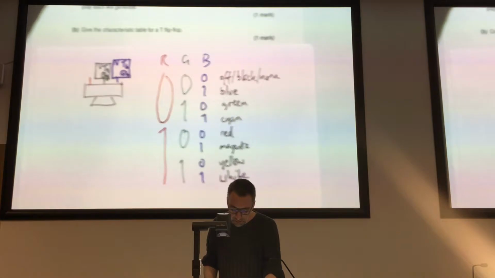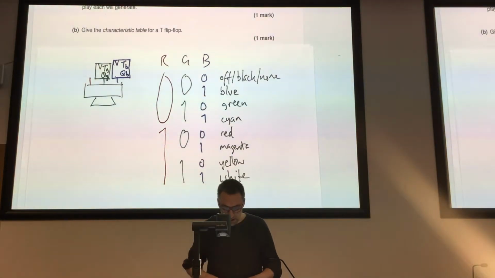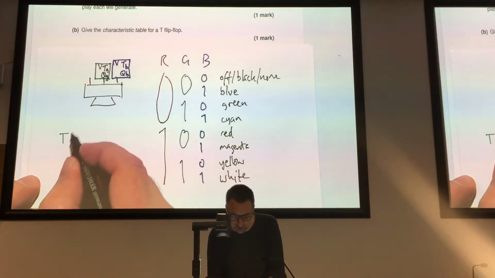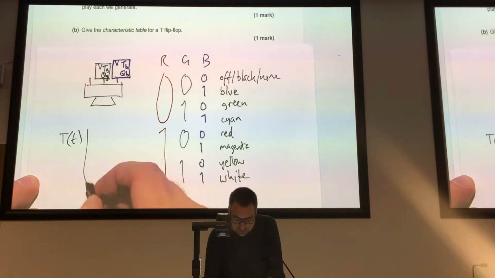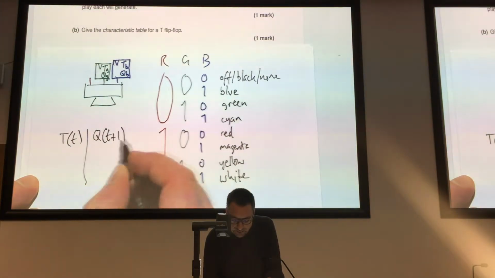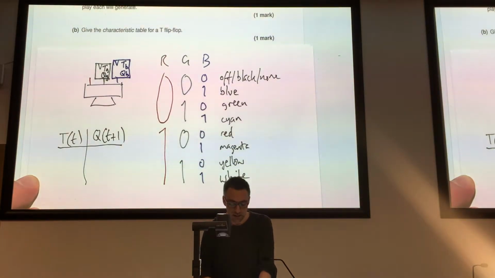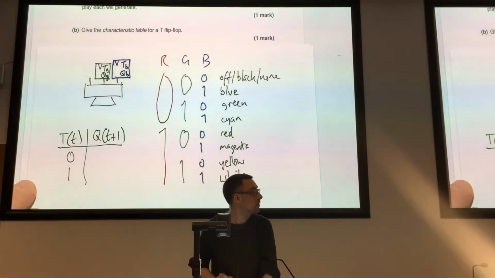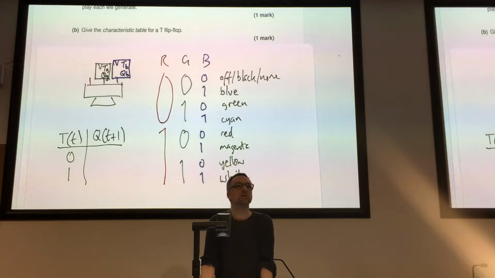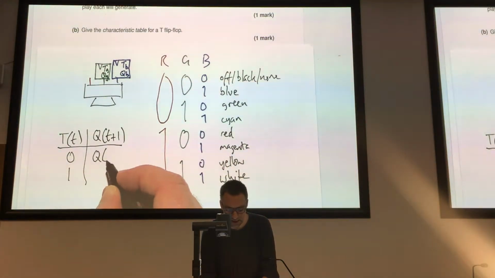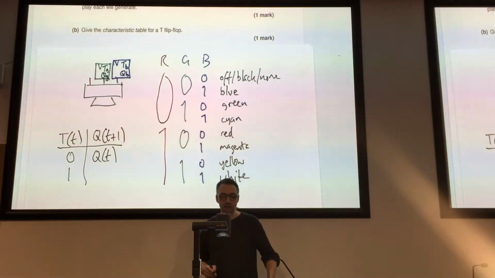Okay. Part B, give the characteristic table for a T flip-flop. Fine. Characteristic table, that means we've got a column for the T signal at time t. We don't have a column for Q of t, but we do have a column for Q of t plus 1, which can be expressed in terms of Q of t. Tabulate all possible controls, 0 or 1. What happens to Q of t plus 1 when T is 0? Well, remember, T means toggle, and we're saying don't toggle, so that means it stays the same. So we put Q of t there.